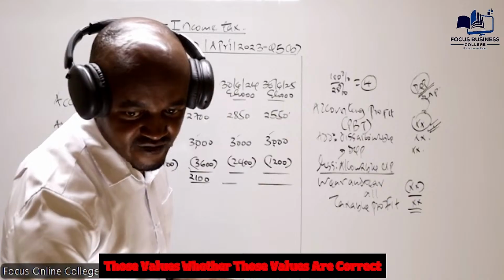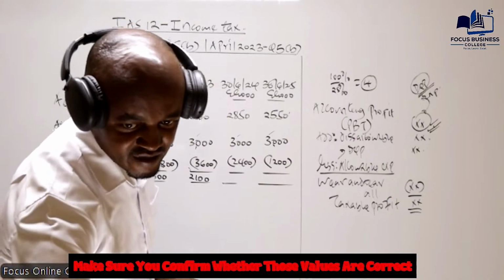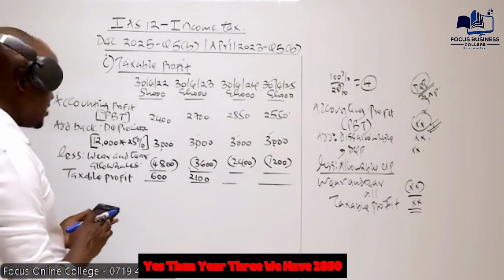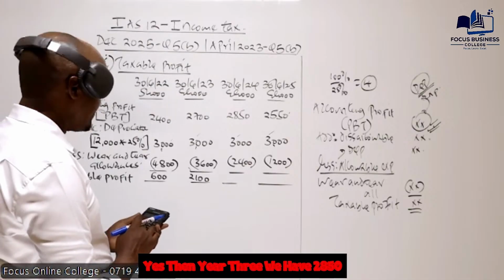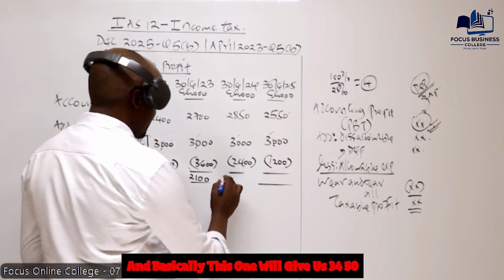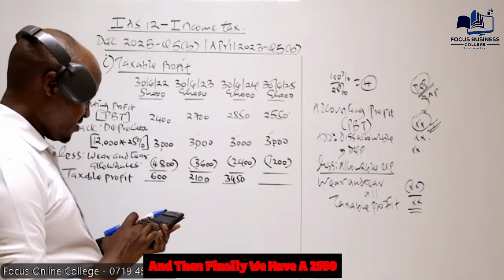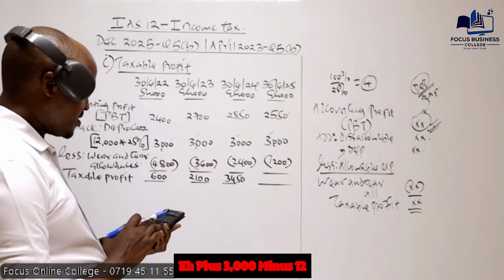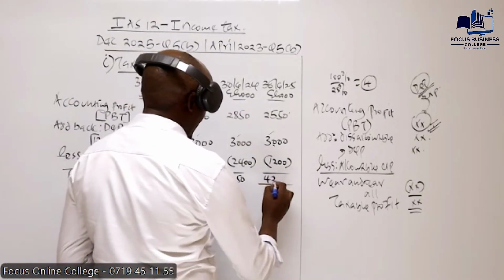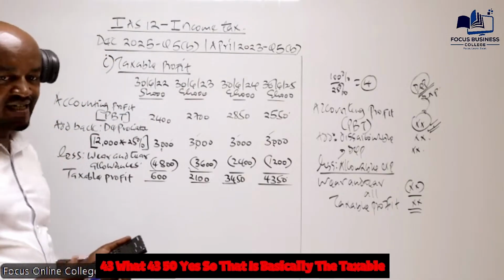Make sure you confirm whether those values are correct. Yes, then year 3, we have 2,850 plus 3,000 minus 24. And basically this one will give us 3450. And then finally we have 2550 plus 3000 minus 1200. And basically I'm getting 4350, yes. So that is basically the taxable profit.